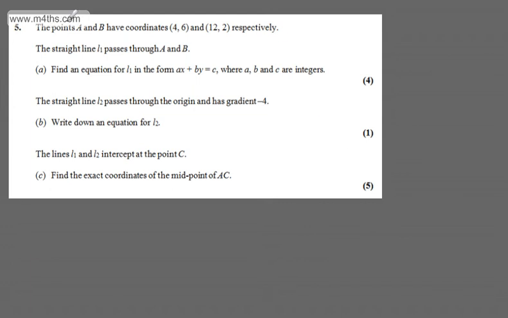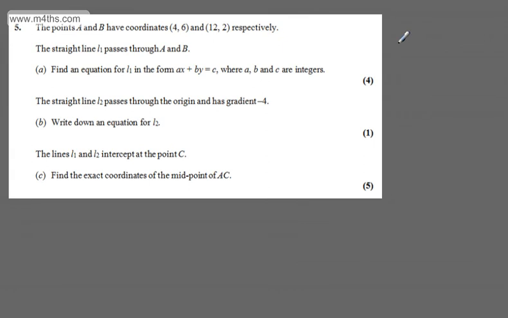In question 5, we're told that points A and B have coordinates (4, 6) and (12, 2) respectively. The straight line L1 passes through A and B. In part A, we're asked to find an equation for L1 in the form ax + by = c, where a, b and c are integers. The question carries 4 marks.